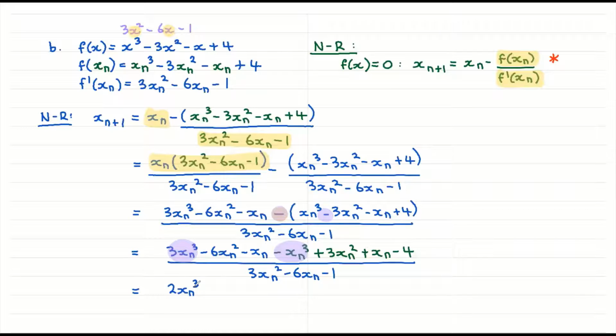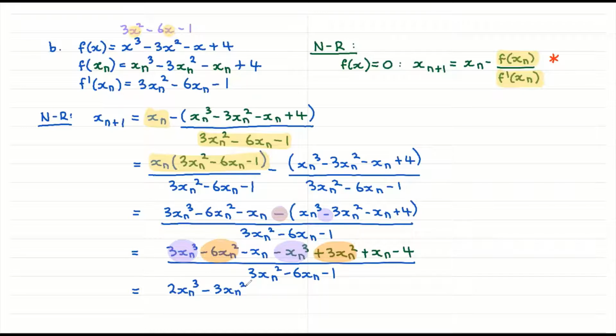Okay, and let's have a look now at the xn squareds. So we've got negative 6xn squared there, plus 3xn squared there. So that's going to be negative 3xn squared. And the good thing is, because this is a show that, if there's anything that's amiss while you're doing this, go back and check your working. You know, it's not always obvious that you've made a mistake.